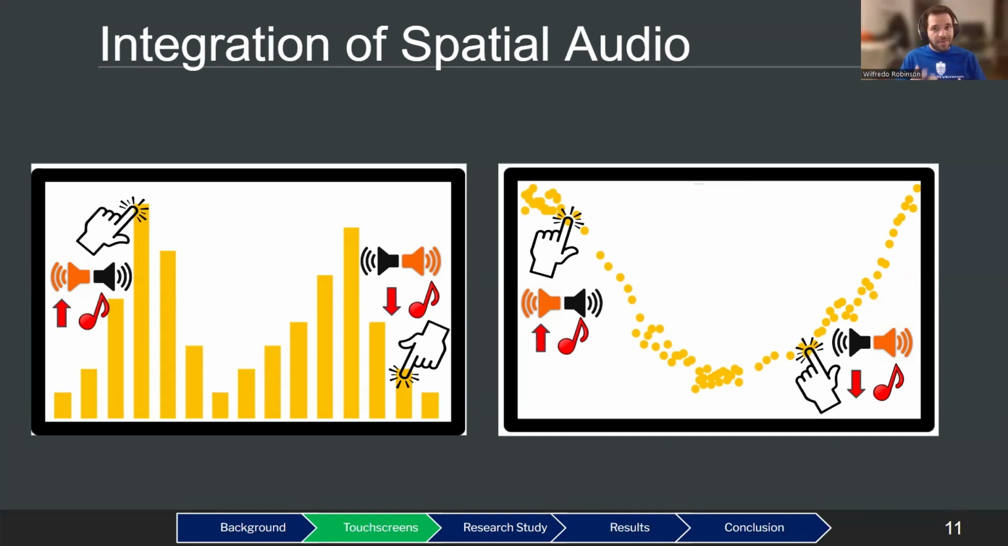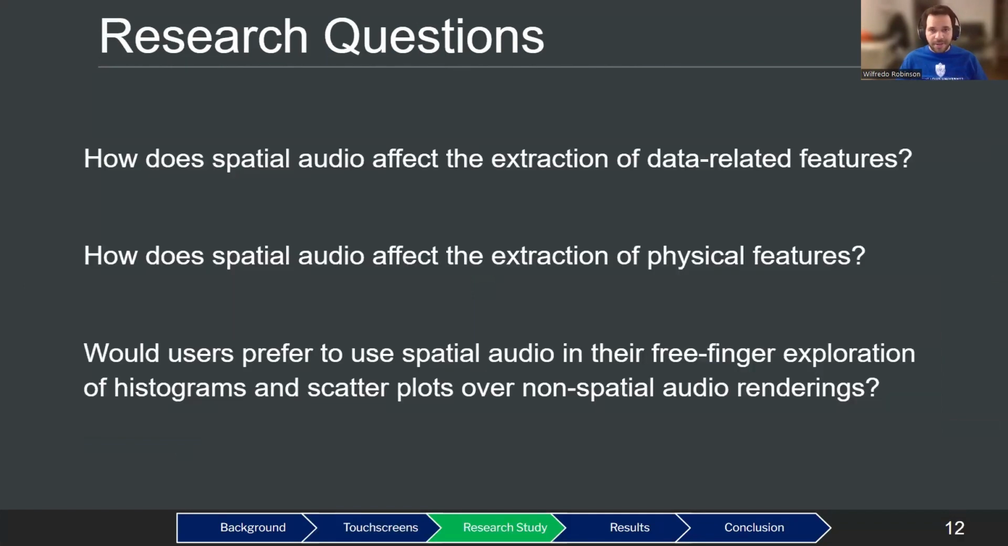Now, to study the influence of spatial audio more in detail, we have 3 research questions. Number 1 is, how does spatial audio affect the extraction of data-related features from the graph? Number 2, how does spatial audio affect the extraction of physical features of the graph, such as the size, the orientation, etc.? And 3, would users prefer to use spatial audio in their free finger exploration of histograms and scatter plots over non-spatial audio renderings?